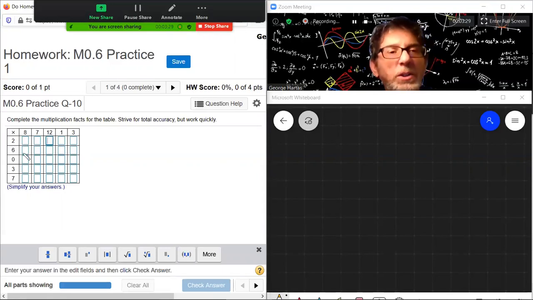Now you could do this in columns. I think it's more intuitive to do by rows. In other words, finish this first row and then go down here and say, okay, well, what is 6 times 8? Put the answer here. 6 times 7, put the answer here, and so on. So there are 4 grids. See, there are 4 questions in this practice section. And so you have to do 4 grids.